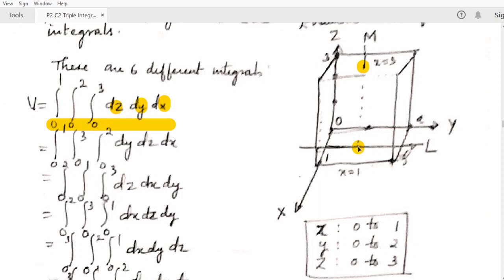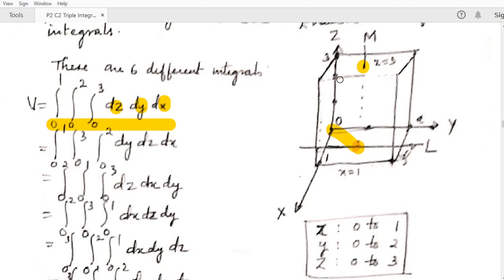Now we are observing our line m. We see that this line first enters the solid at this point and leaves the solid at this point. When the line m enters the solid at this point, what is the value of z? At this point the value of z is 0, because this point is a point of the xy plane. Any point on the xy plane has the value of z equal to 0.